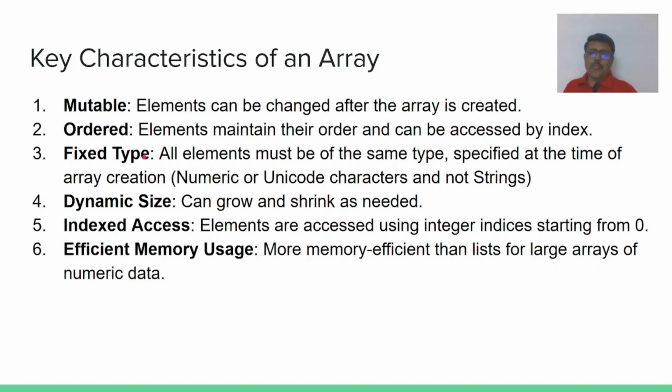And then fixed type: all the elements will be of the same data type. At the time of array creation, whatever type you followed, the same thing will be followed, and you cannot have different data types, and we will see that. And then dynamic size, as we know, it can increase or reduce, whatever you want to do. And then indexed access: elements are accessed using integer indexes starting from 0, that's what we all know.